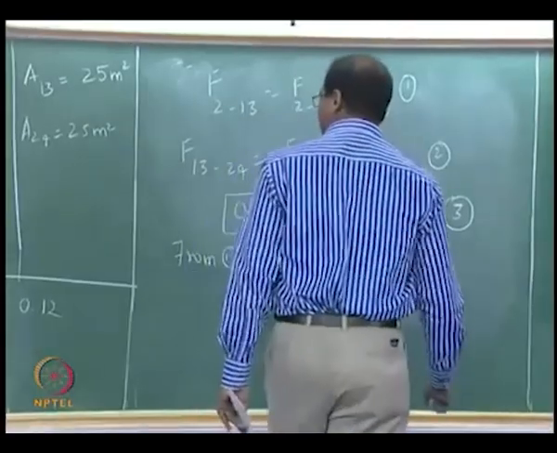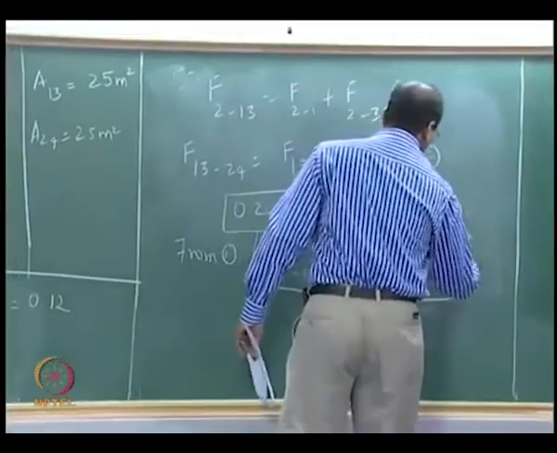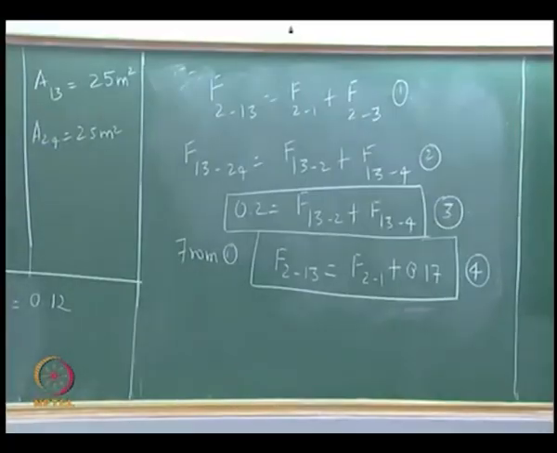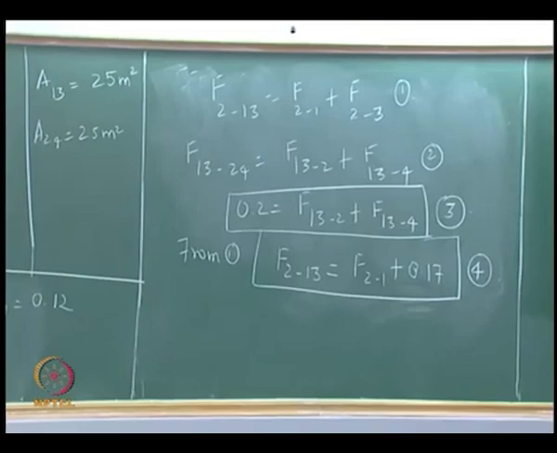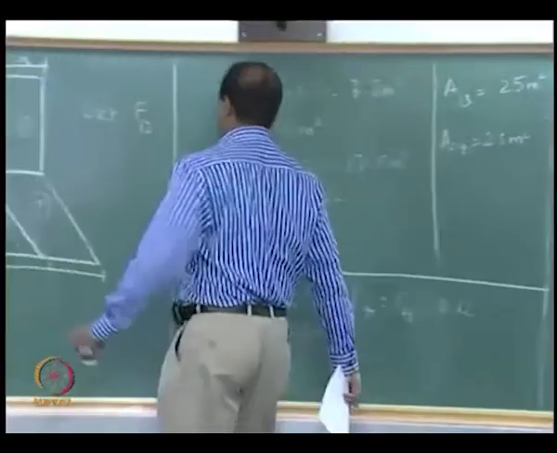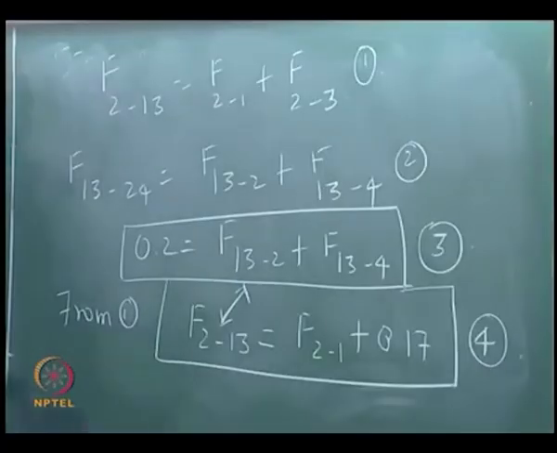We have F2 to 3, isn't it? 0.17, correct? Okay. Now I will try to link these two, it is possible, right? Because A2 F213 is equal to A3, sorry, A2 F13 is equal to A13 F13 to 2, right? Okay, so we will get rid of the figure now.